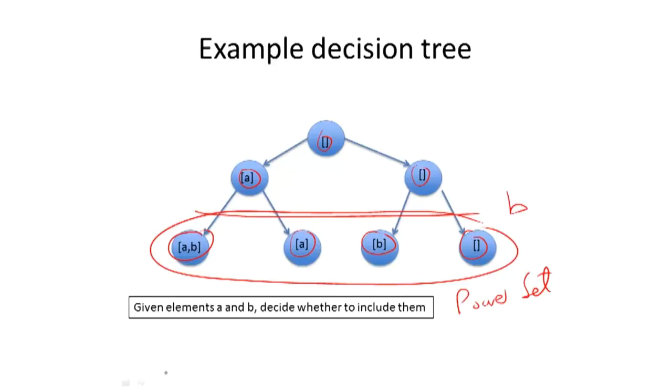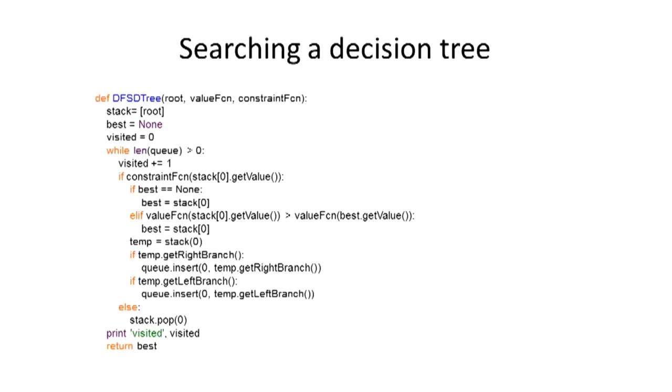How would I search it to find the best solution? So I'm going to do the following. Here's a piece of code that does a depth-first search on a decision tree. It's got a route into a decision tree. It's going to have a very similar structure to before. Again, I'm going to have some function that tells me something about what I'm trying to accomplish. But I'm going to need a second function here called a constraint function.